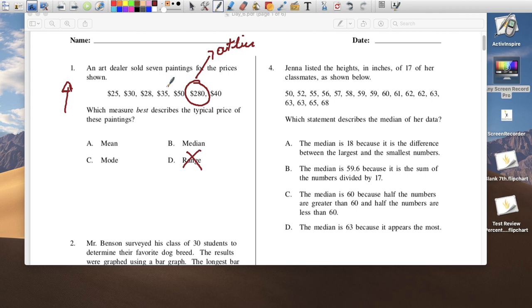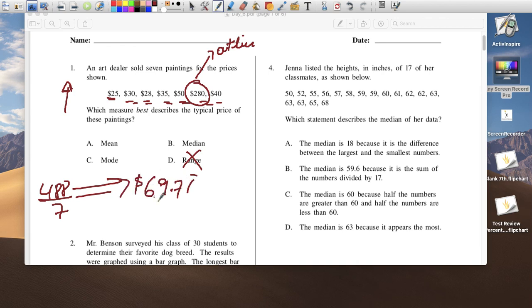So I'm just going to do 25 plus 30 plus 28 plus 35 plus 50 plus 280 plus 40. I gotta turn my calculator on. 25 plus 30 plus 28 plus 35 plus 50 plus 280 plus 40. Enter, equals 488. Divided by 7. And if you divide this by 7, it makes the mean 69.6.